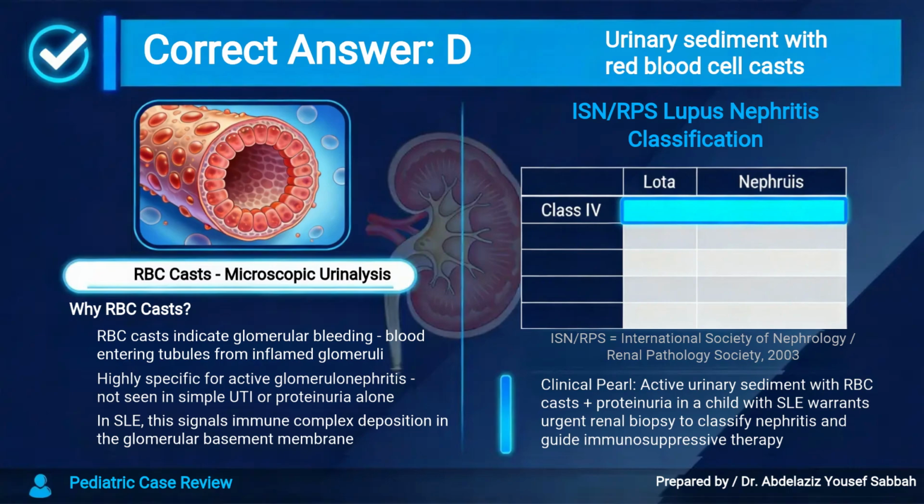Red blood cell casts indicate glomerular bleeding, specifically blood entering the tubules from inflamed glomeruli. They are highly specific for active glomerulonephritis and are not seen in simple urinary tract infection or proteinuria alone. In lupus, this signals immune complex deposition in the glomerular basement membrane. Active urinary sediment with red blood cell casts plus proteinuria in a child with lupus warrants urgent renal biopsy to classify the nephritis and guide immunosuppressive therapy. The most severe form is Class 4 diffuse proliferative nephritis.